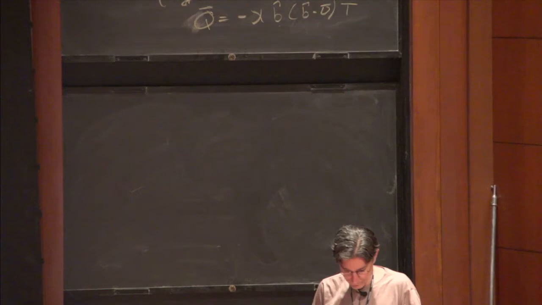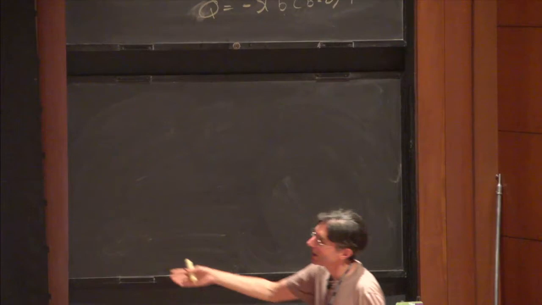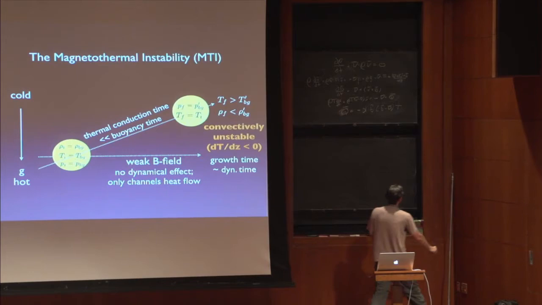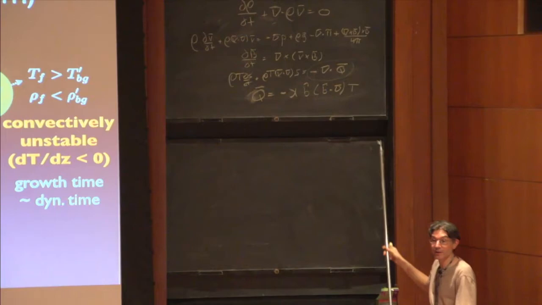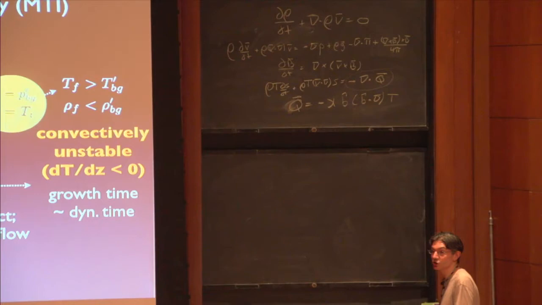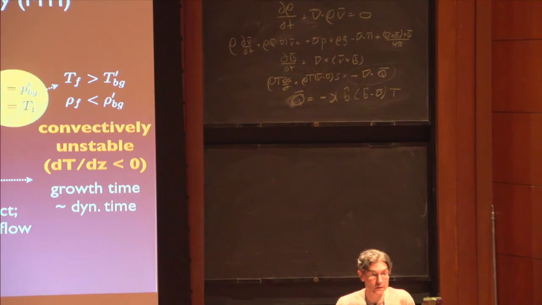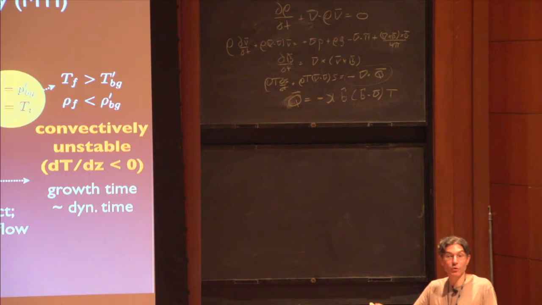So first of all, what does it mean that I have a weak magnetic field that has no dynamical effect? It only channels the heat flow. What that means is that I'm dropping this term. I'm ignoring the Lorentz force. I'm ignoring magnetic pressure and magnetic tension. And you can check after the fact when that's a good assumption. For weak enough magnetic fields, that is a good assumption. The magnetic forces are small compared to the buoyancy forces, so you can neglect the magnetic forces.